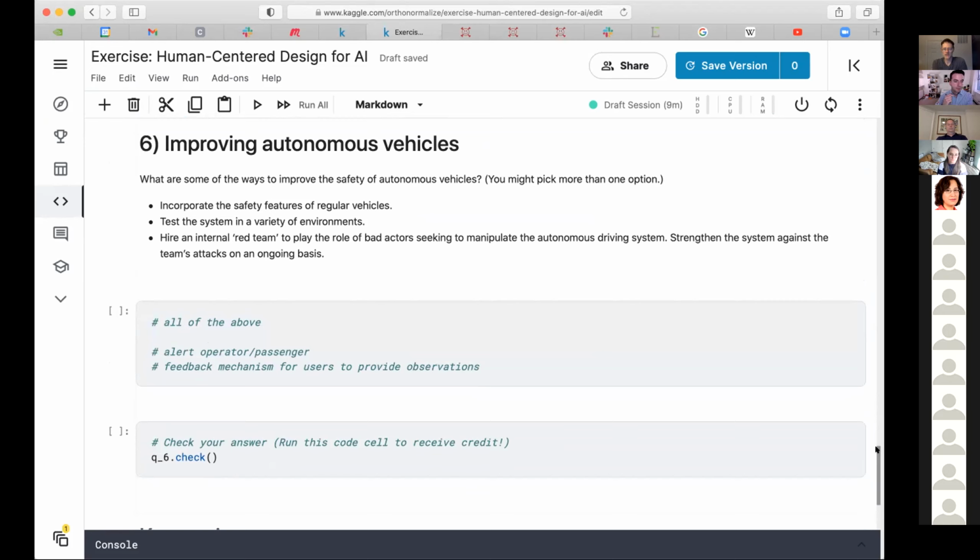And the sixth question here, improving autonomous vehicles. What are some of the ways to improve the safety of autonomous vehicles? Incorporate safety features, test the system, hire a red team. And the answer is all of the above. Also, you want to have a mechanism for alerting the operator or whoever's in the vehicle at the time, and some mechanism for people who have used or observed the system to provide feedback that you can go through to improve your system in the future.